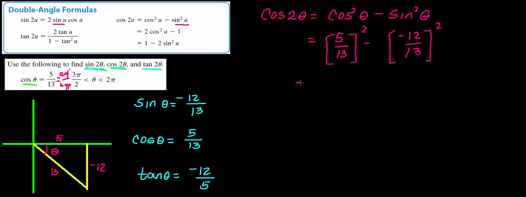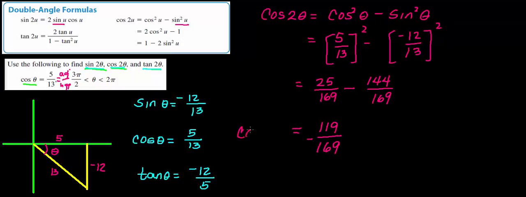Okay, so this will equal 25 over 169. When we square a fraction, we square the numerator and the denominator, minus 144, that's the square of 12, and 169, which is the square of 13. We subtract these two quantities, and we get negative 119 over 169. That's the cosine of 2 theta.